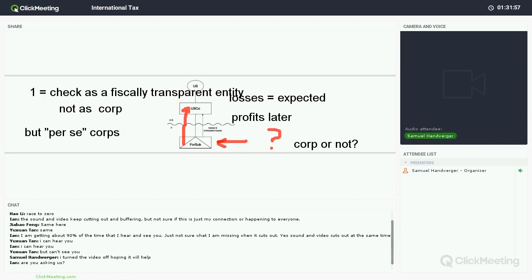That's the bad news. But if you have profits, you want to be recognized as a corporation so that you don't pay U.S. tax until the dividends are paid. That's the concept. This is what you got to get.